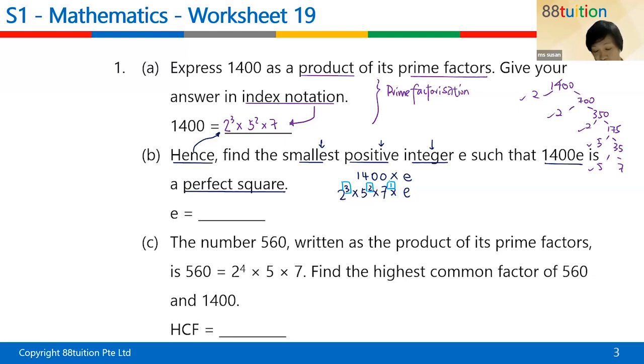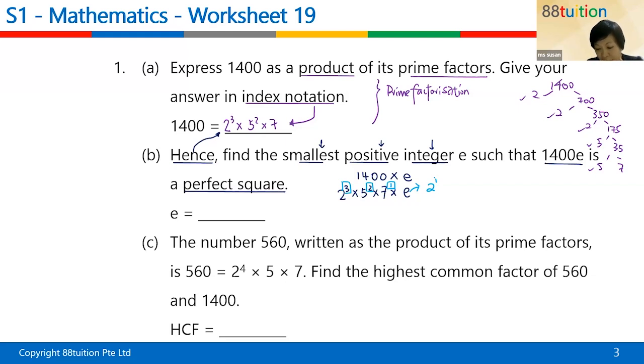That means to say, 2 to the power of 3, the 3 is an odd number. So you need something. You can only increase, you cannot decrease, because E is a multiplier. So in order to get E, what is the missing factor here? You need a 2 to the power of 1. Okay, now you look at 5 to the power of 2. It's already a multiple of 2. That means you can divide by 2. So you don't have to increase or do anything to it. So you just leave it as it is, do nothing about it.